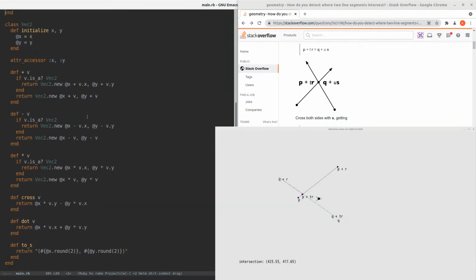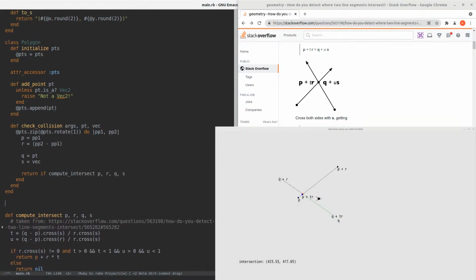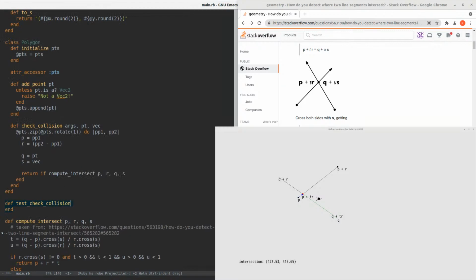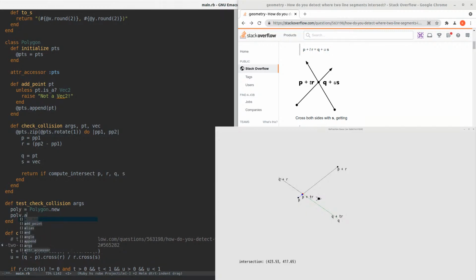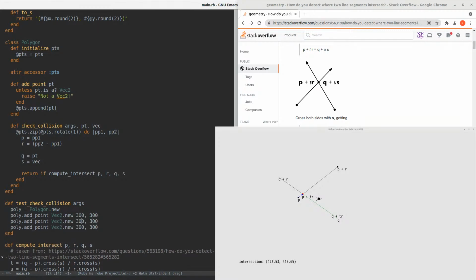So we'll add a little check collision. Def test_check_collision on polygon, or we'll just call this args, and then we'll create a little polygon here. So poly equals Polygon.new, and then we'll do poly.add_point, Vec2.new 300, 300, and we'll add a few more points. We'll just make this little triangle here: 500 and 300, 400 and 600.